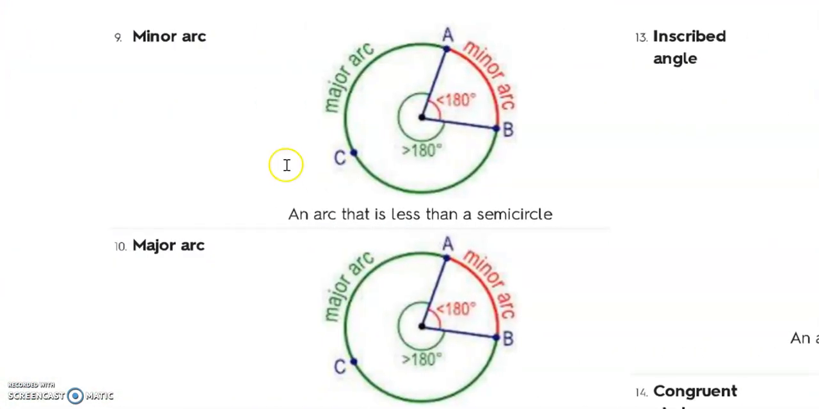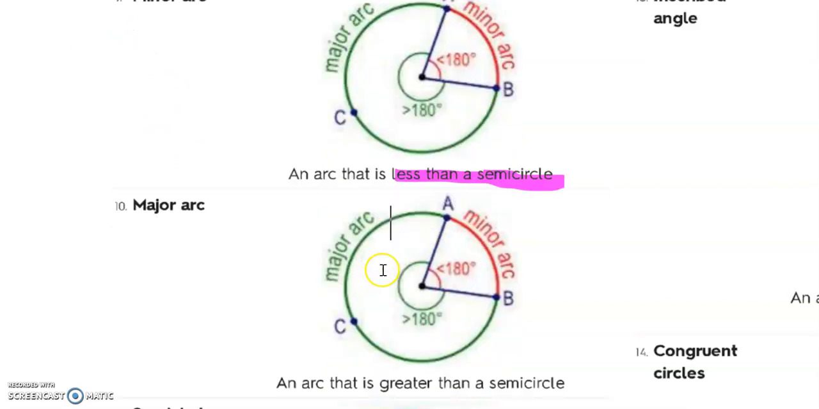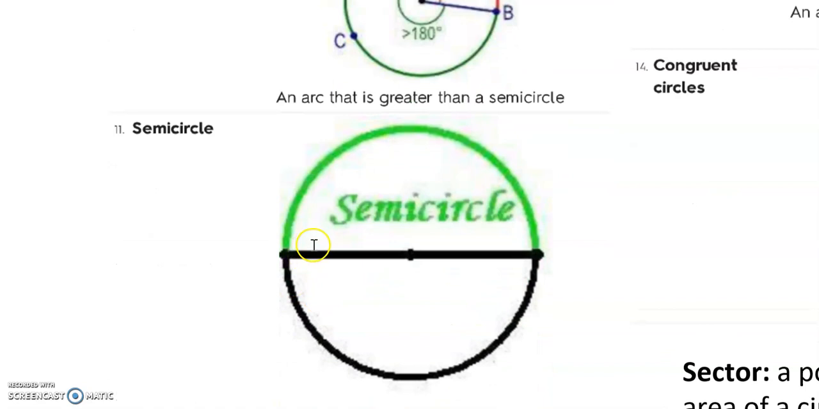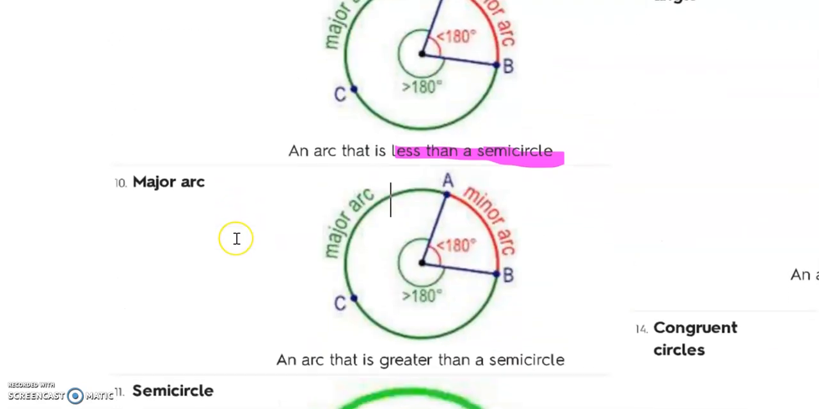Now arcs can be split up 3 different ways. A minor arc is less than a semicircle, so between 0 and 180 degrees. A major arc is more than 180 degrees. And then a semicircle is exactly 180 degrees.